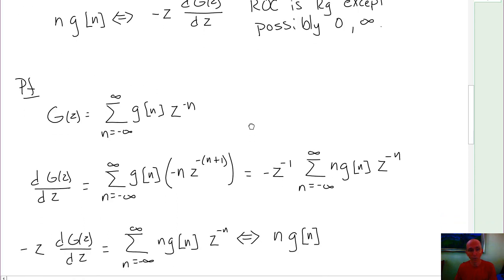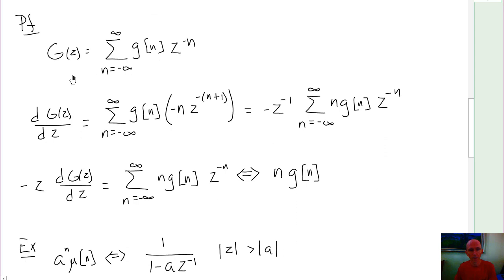This one we are going to prove. Now, let's start out with the general definition of a Z transform. G of z is the Z transform of g of n. So let's take the derivative of each side with respect to z.